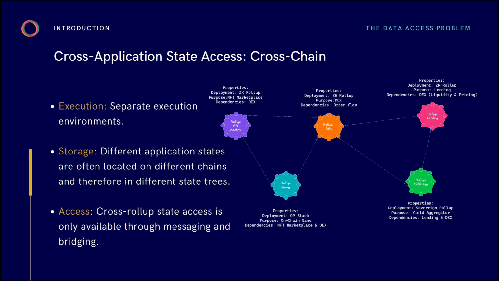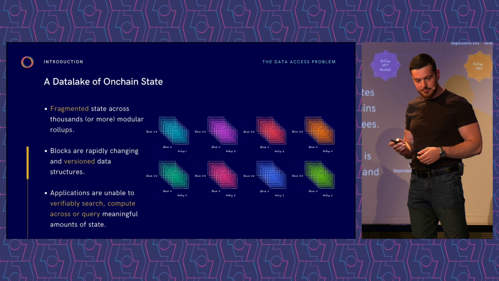And when we think about this in the cross-chain context, things get a little bit more dynamic and a little bit more complicated. So generally, you'll have different execution environments. You'll have different storage trees, receipt trees, and transaction trees. And you'll have cross-application states that span a series of different execution environments where access is fundamentally asynchronous.